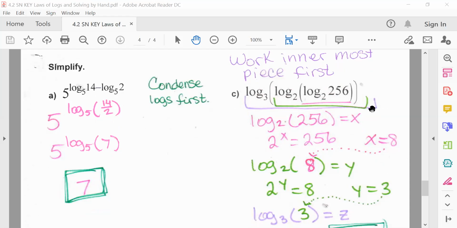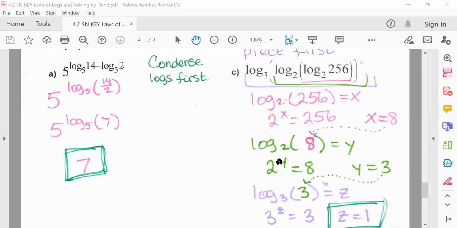Okay, now we know that log base 2 of 256, all this stuff here, is 8. So now we're doing the next piece out. Log base 2 of this equaled 8. So log base 2 of the 8 we just found, and we're going to call it y. We need to call it a different letter because it is a different value. Then we'll do the same thing. Drop and cross. Drop the base of 2, cross the power of y, equals 8. 2 to the power of y equals 8. Well, we know that 2 to the third is 8, so y is 3.